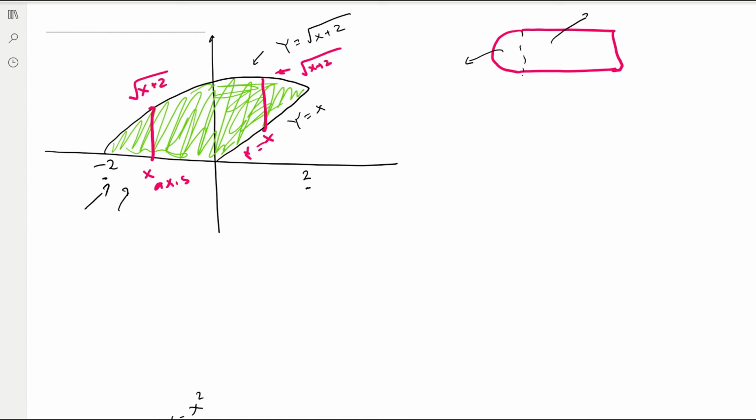Now how do you solve this problem? There are a couple of ways. I'm going to show you both, one way in this video, the other way in the next video. Right, here's the first idea. Just like this problem, if you want to find the area of this entire region, what would you do?